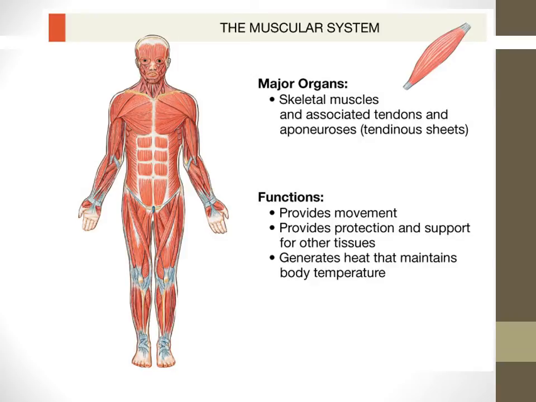Cardiac muscles can only be found in the cardiovascular system. That is the one that makes up the heart. And smooth muscles are found among the muscles that make up the internal organs, especially in the digestive system. So the function of the muscular system is to provide movement. They also provide protection and support for other tissues, and it generates heat that maintains body temperature.